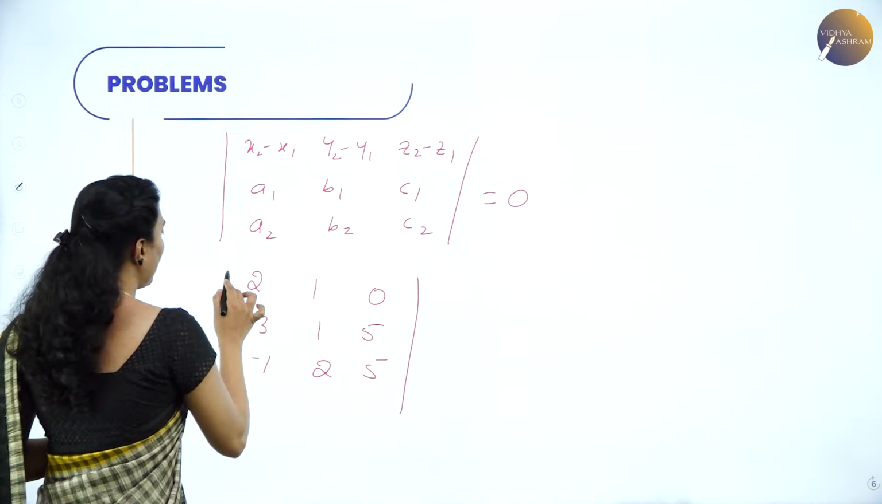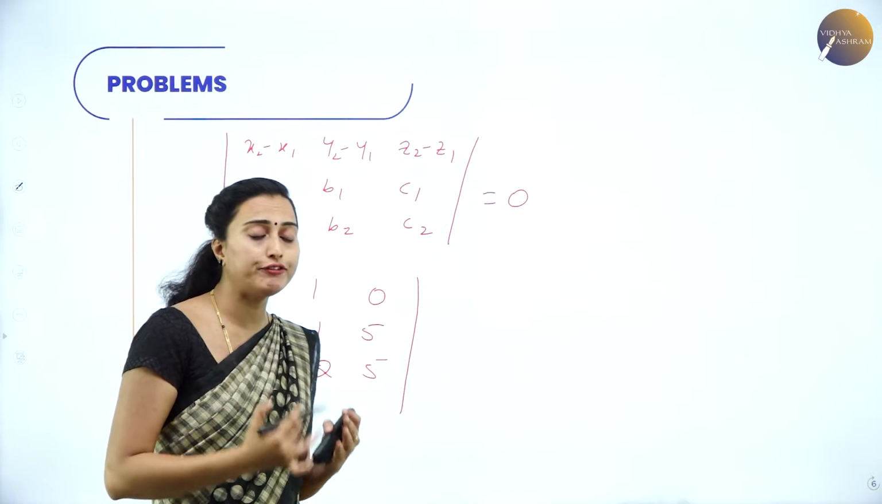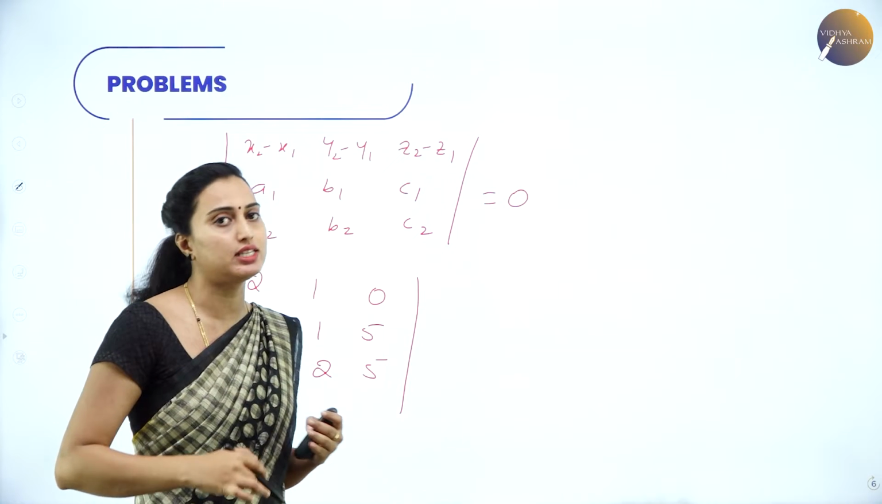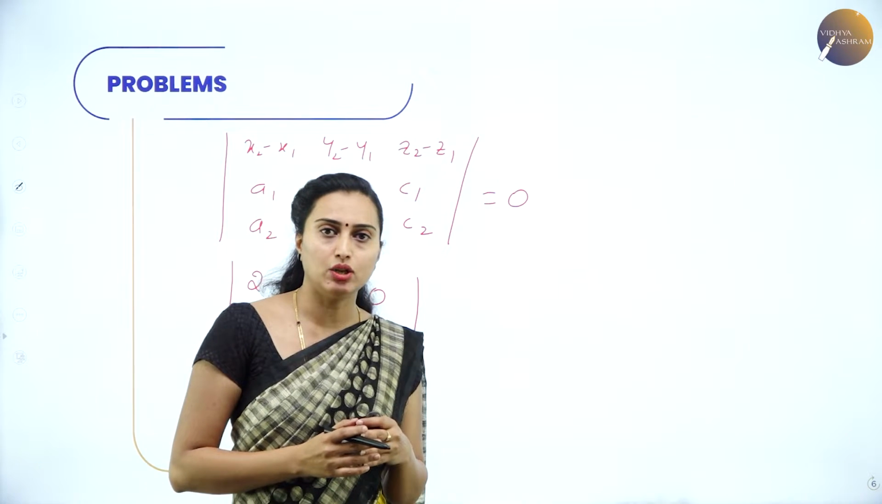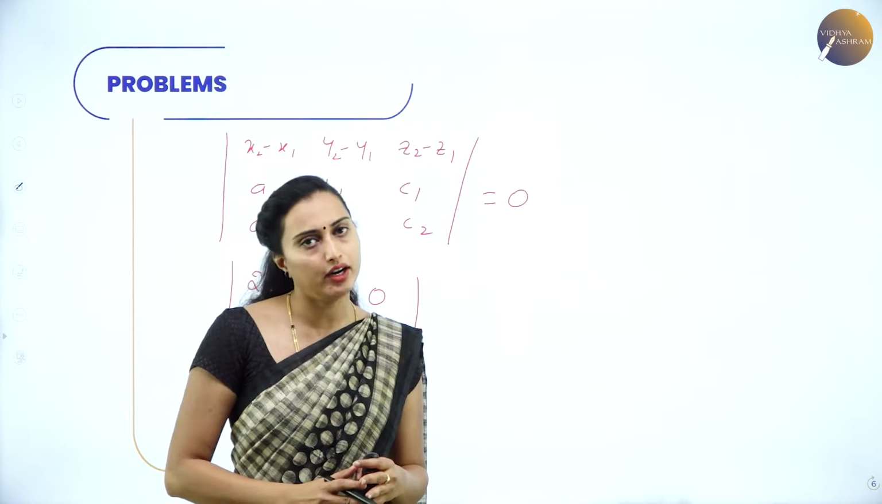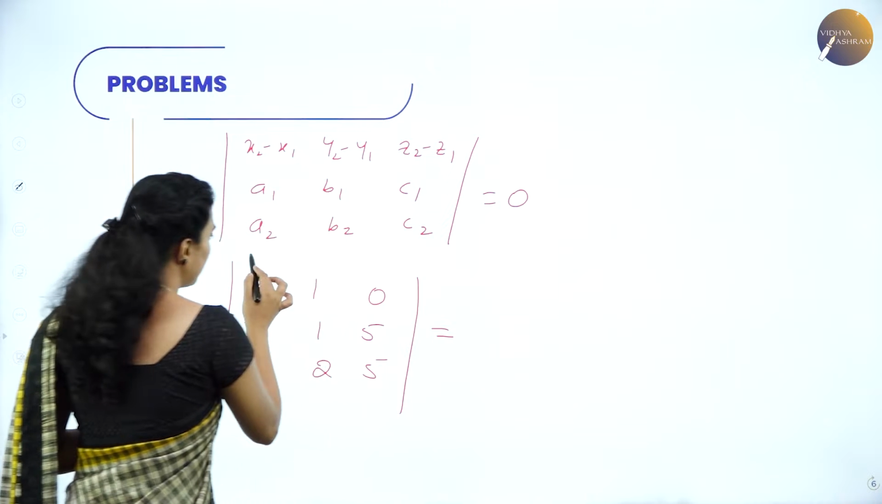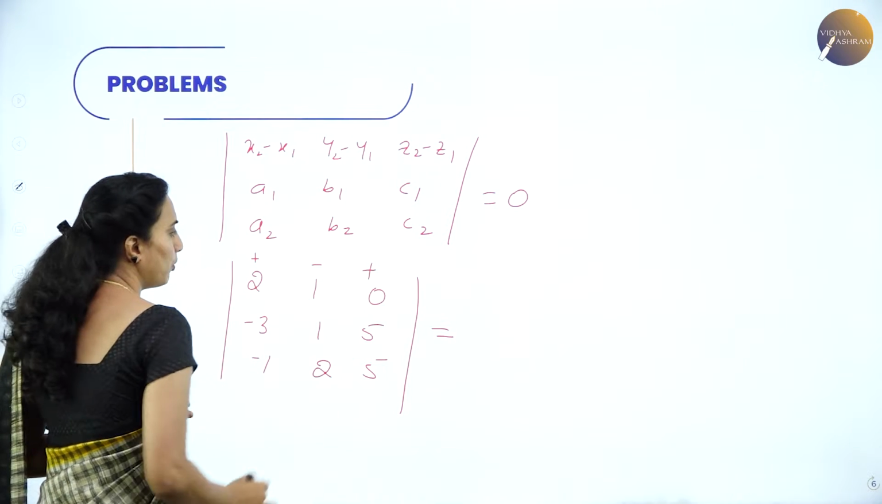So, let us expand this determinant. Don't put 0 at the start, because after expanding we have to get it as 0. If you are getting 0 then it is coplanar, otherwise it is non-coplanar. Understood? Now let me expand this one. How to expand? The signs are positive, negative and then positive.